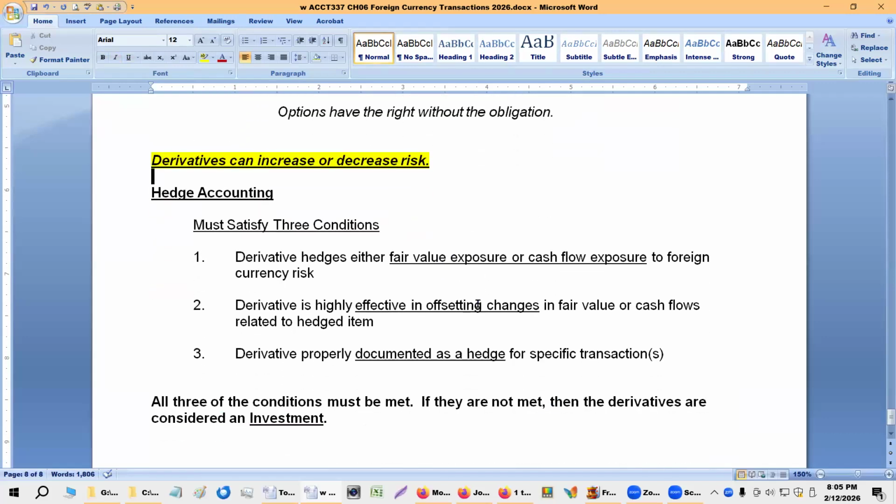So the question is, at what point are they a business necessity, and at what point is someone just kind of playing the market, trying to make money? Because those are two different things. If they actually are hedging, it's just part of normal operations.